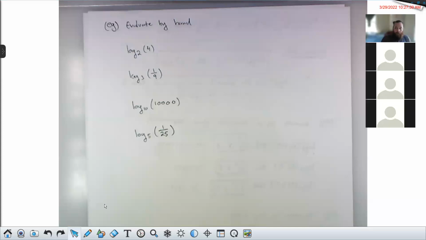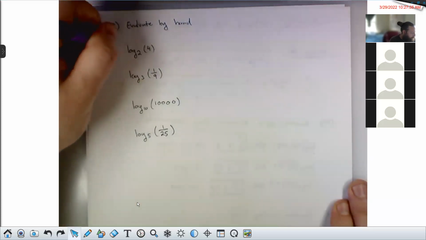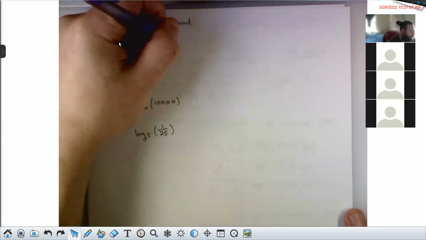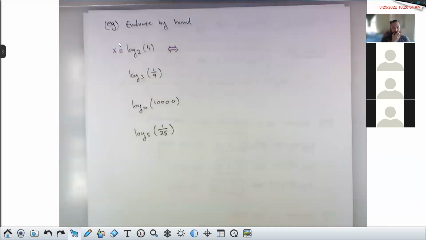So for each of these that I want to evaluate, I can say, all right, I'm going to let x be this thing. Then I'm going to think about that equation in its equivalent exponential form and see if from that equivalent exponential form, I can figure out what x is. So how would I translate this now, which is a statement about logarithms, into a statement about exponents?